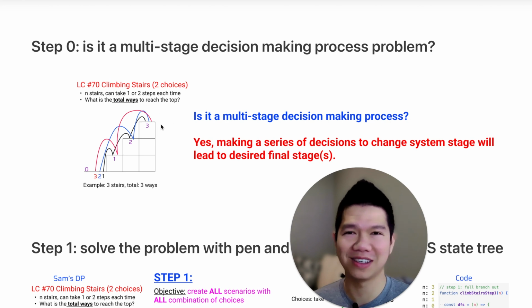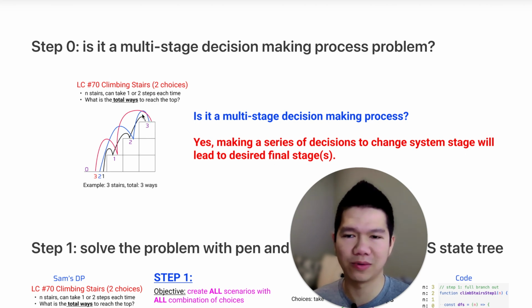But when you face a new problem, never forget to check if it is a multi-stage decision-making process problem. If it is, then we can use SESV to solve it. So climbing stairs, is it a multi-stage decision-making process? And the answer is yes. Making a series of decisions to change the system state will lead to desired final states.